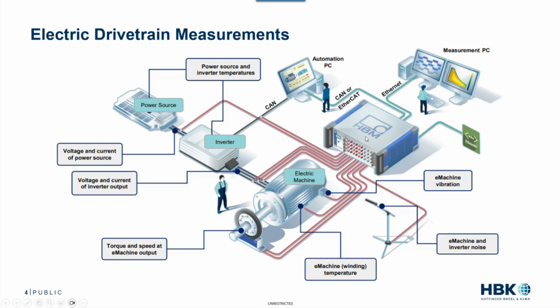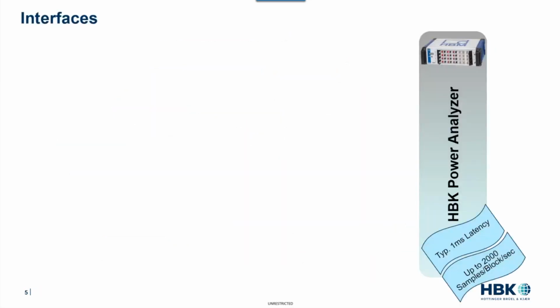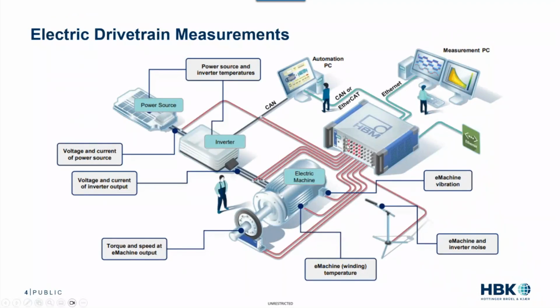And the eDrive power analyzer from HBK is able to bring in all of those types of signals and measure those together in a single mainframe in a synchronized way. The mainframe has an Ethernet connection out to the control room, where the test engineer is able to view live information coming from the system and make sure the test is running as expected. And we can also provide real-time calculated results over either CAN bus, EtherCAT, or through the GenDAC API out to the automation system running the test.